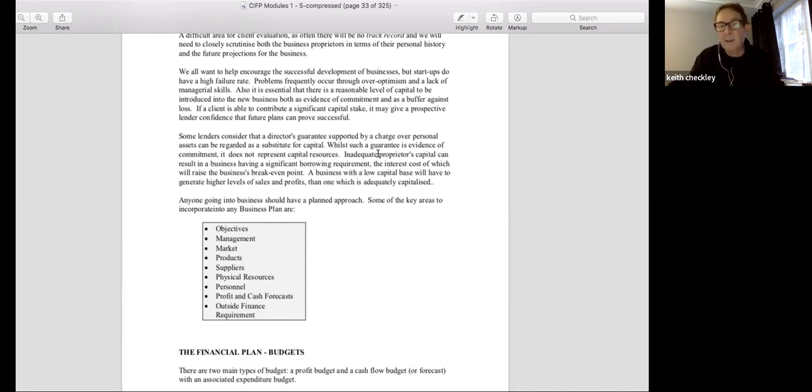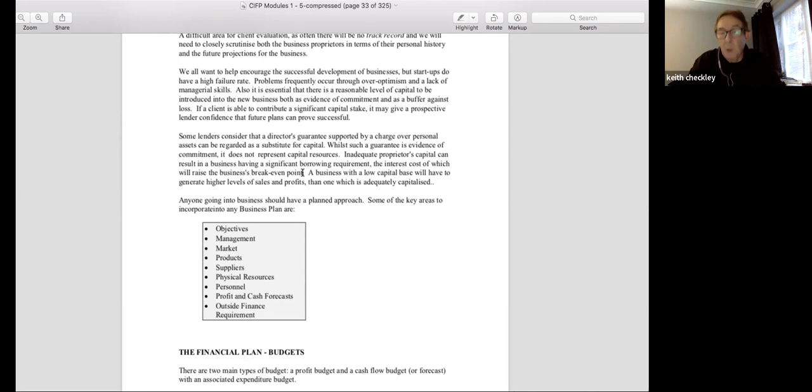Inadequate proprietor's capital can result in the business having a significant borrowing requirement going forward, the interest cost of which will raise the business's break-even point. So, more debt relative to the net worth, like with stone clothing imports, more debt means more interest to be paid, and more interest to be paid raises the point at which the business will break even. We'll have a session on the break-even analysis approach, which will help you in financial planning, looking at the different break-even points in business.